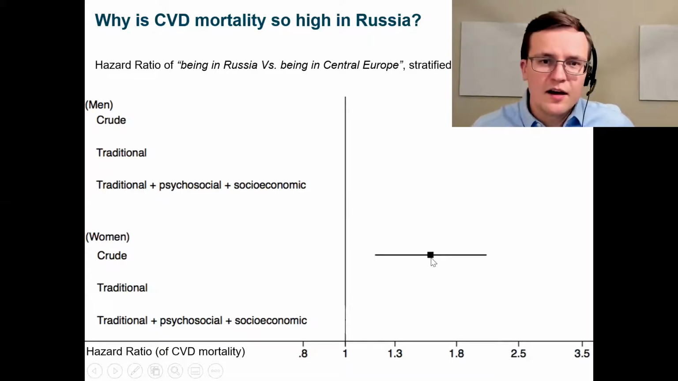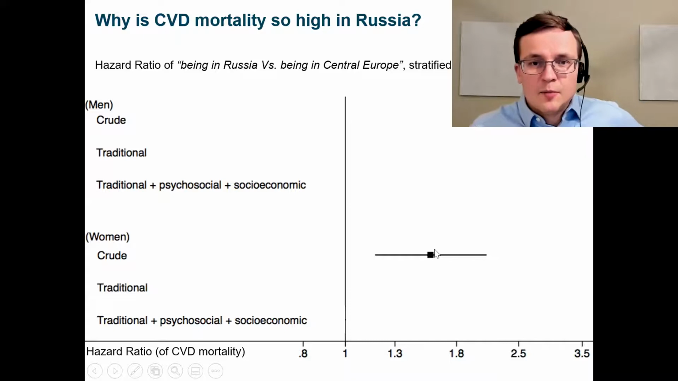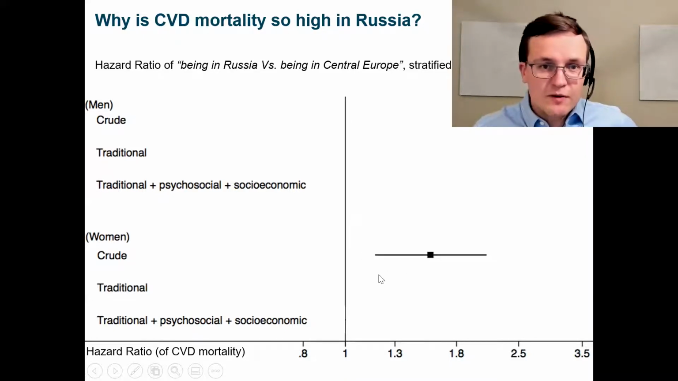It's about 1.5, 50% more. 1.5 is the hazard ratio. But still, a big one that we should try to explain. And if we can explain it, then we should try to move that dot closer to the one line. And once it hits the one, then we know we've accounted for it.